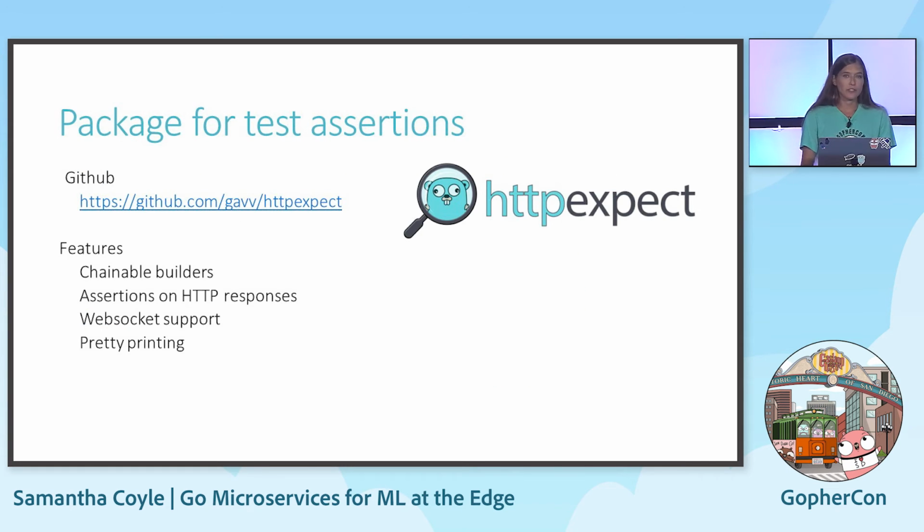Next, once you set up your test services and you're ready to actually run those test cases, you can use HTTP expect for your test assertions. And that's what we did. It is a concise, declarative, and easy to use HTTP and REST API testing package. It supports things like chainable builders and assertions on HTTP responses and payloads.